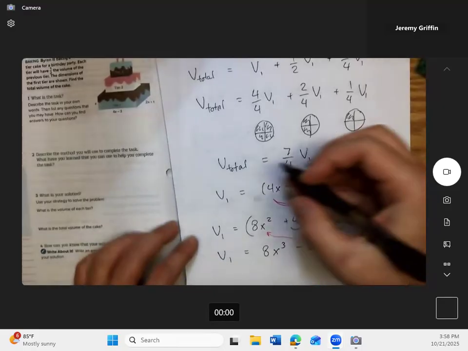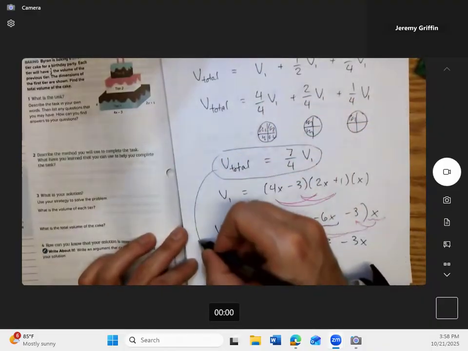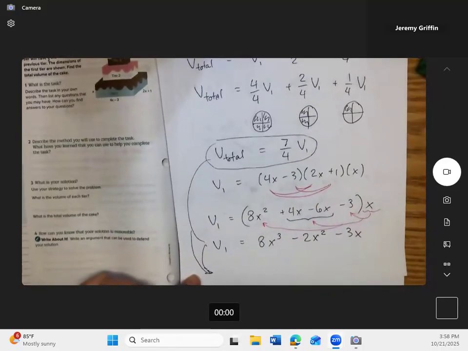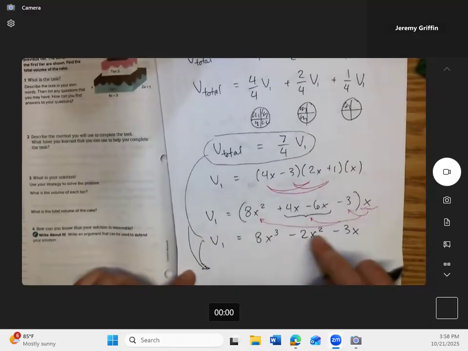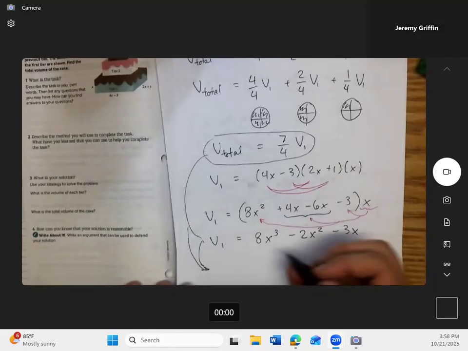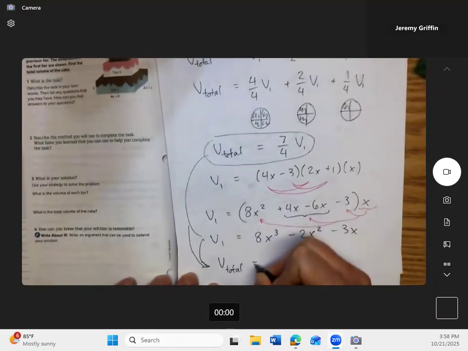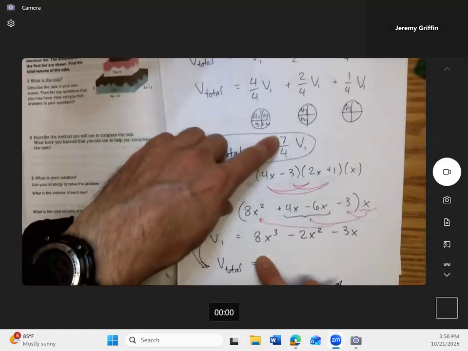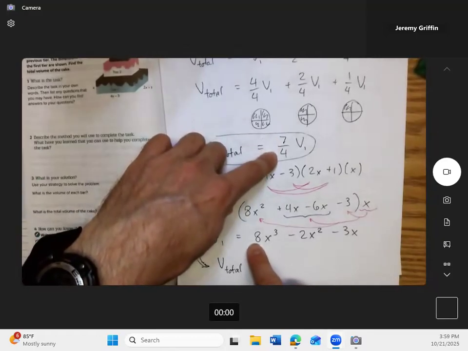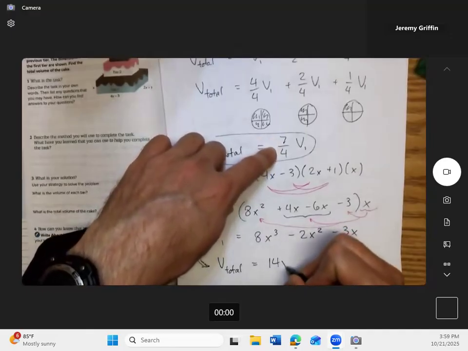If I want the total volume, all I have to do is take this tier 1 and multiply by 7 quarters. I could distribute that across all 3 terms, or I could have it outside a set of parentheses for this whole thing, however I do it. So V total, the total volume of this cake, is, or go ahead and multiply it in. What's 7 quarters times 8? Well, 8 divided by 4 is 2, times 7 is 14. I think it's 14x cubed.